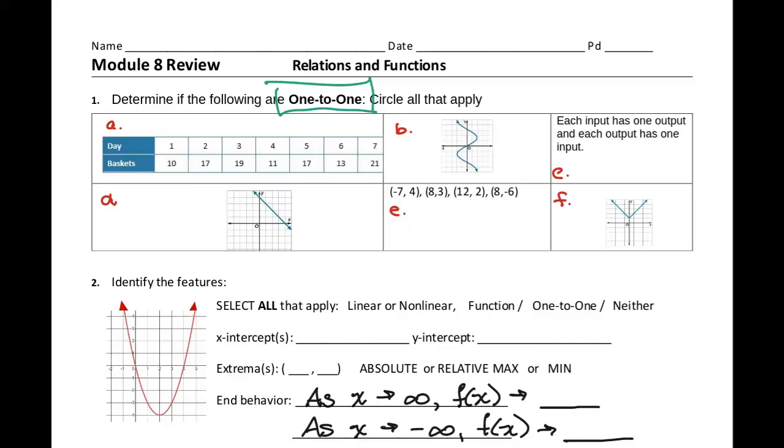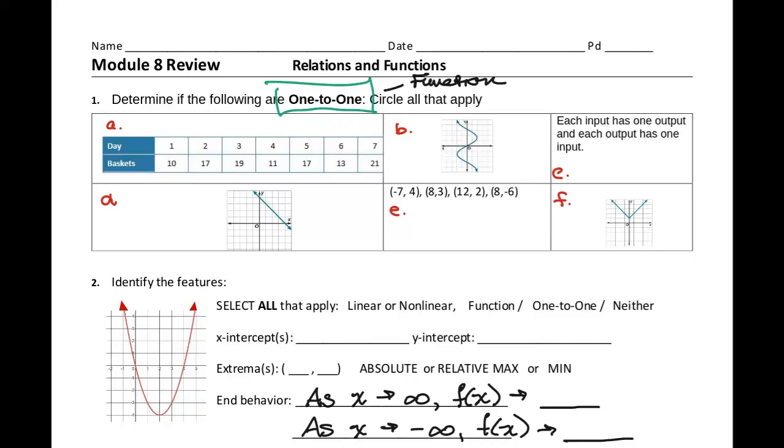A is not. Who said that? Why? Yeah. So first of all, before something's one-to-one, it has to be a function. Remember that? It has to be a function first. You might want to write that on here.